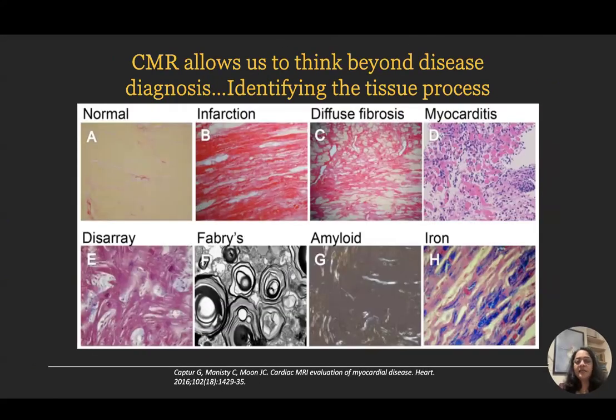With CMR, we are thinking beyond disease process. We are looking also at tissue processes. Is there infarction, inflammation, diffuse fibrosis, amyloid deposition, iron deposition, fat, Fabry's disease, etc.